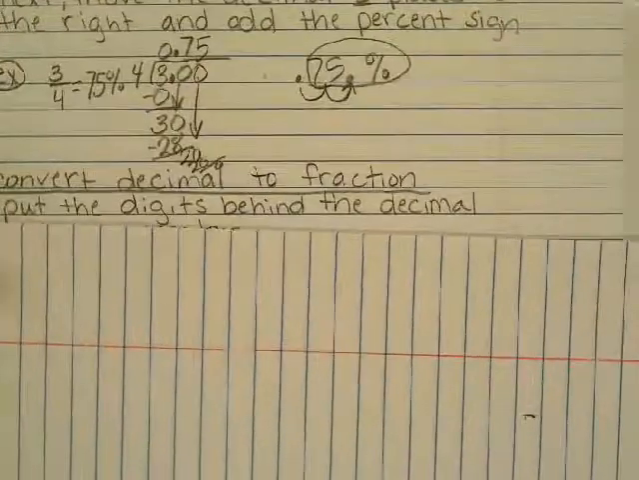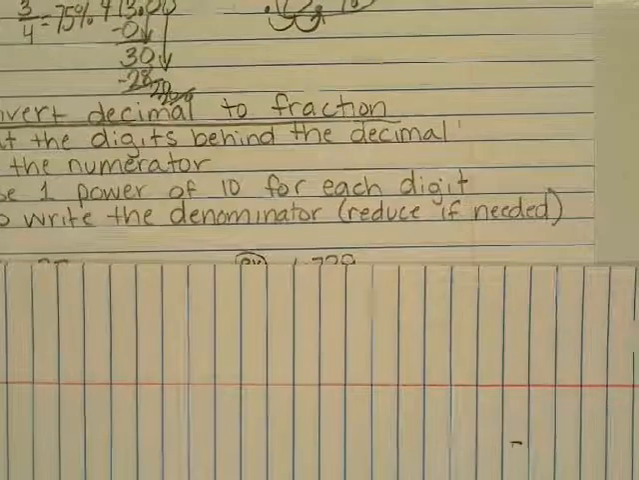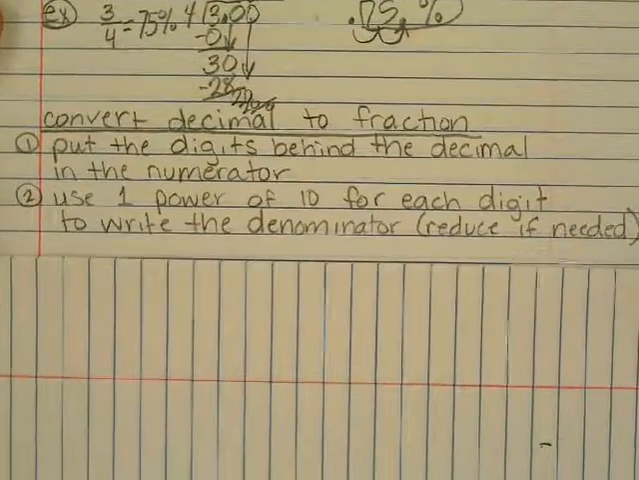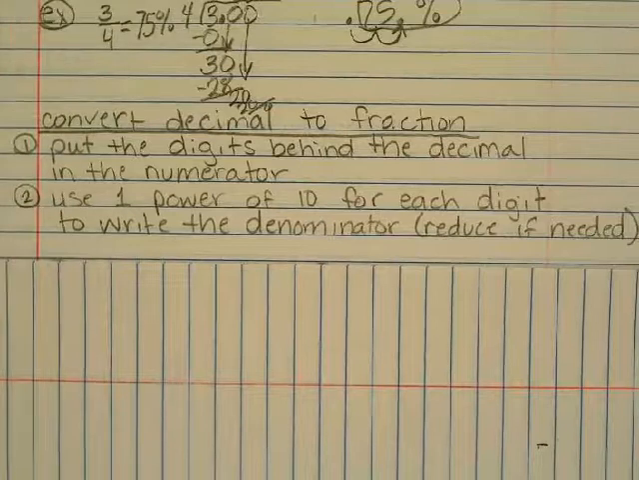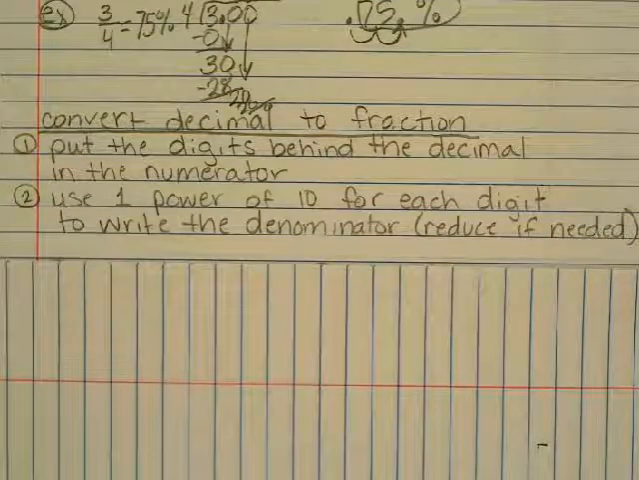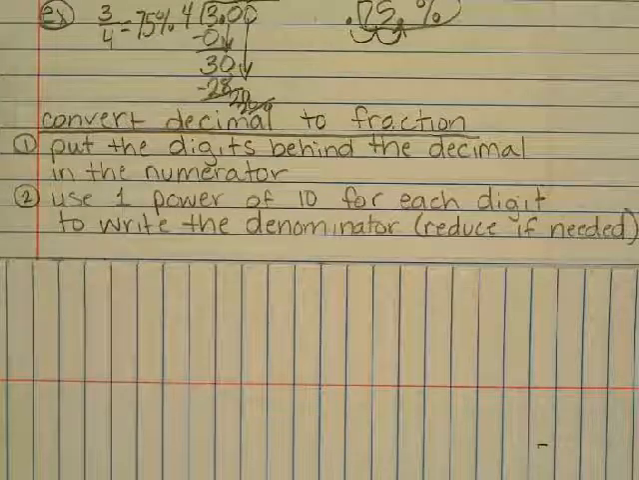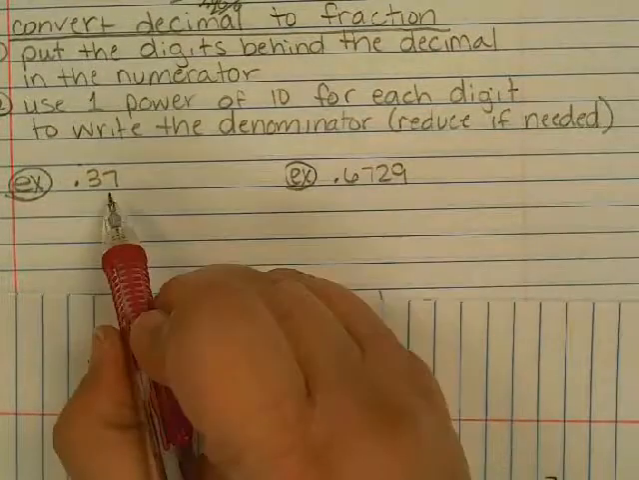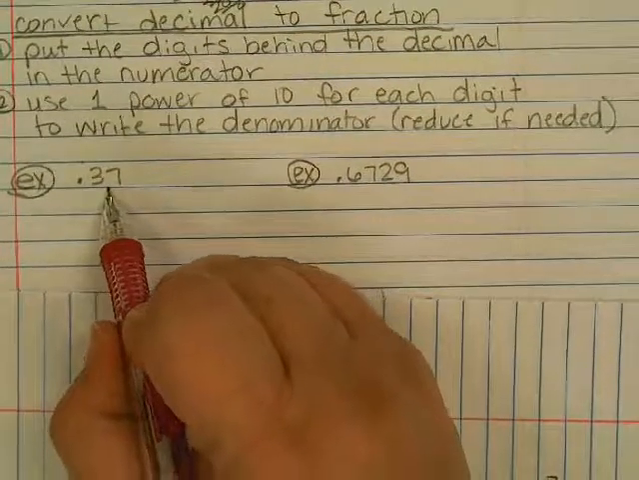My next conversion rule is to convert a decimal to a fraction. And the rules that I need to follow are: first, put the digits behind the decimal in the numerator, and then use 1 power of 10 for each digit to write the denominator, and you can reduce if you need to. So for example, this is my number, 0.37.